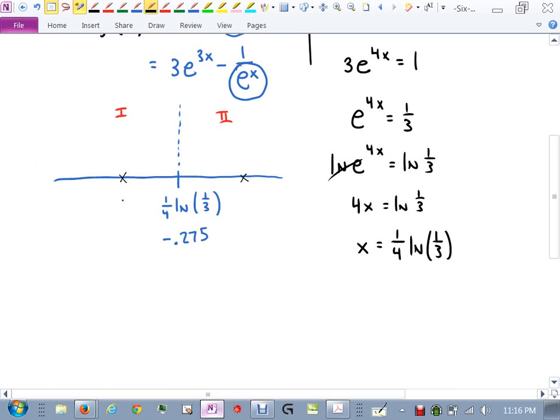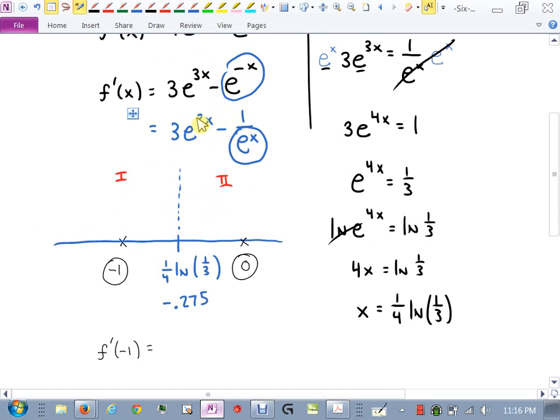How about 0? 0 would be over here to the right of a negative number, and then over here I could pick like -1. And then I'm going to take those values and plug them into the derivative. So I want to know what f prime of -1 is. Now remember, f prime's right here. So I'll use this one right here.